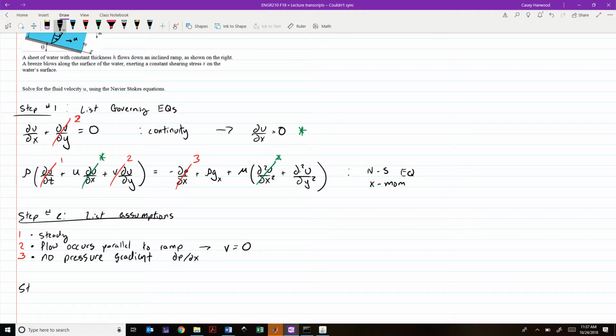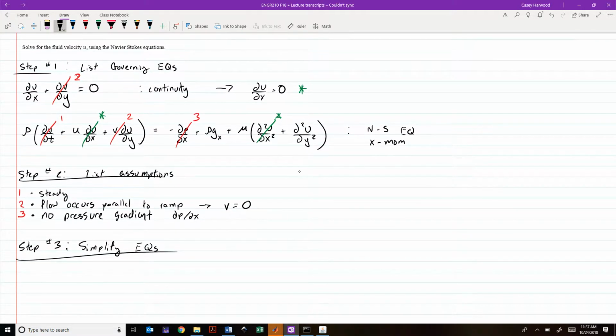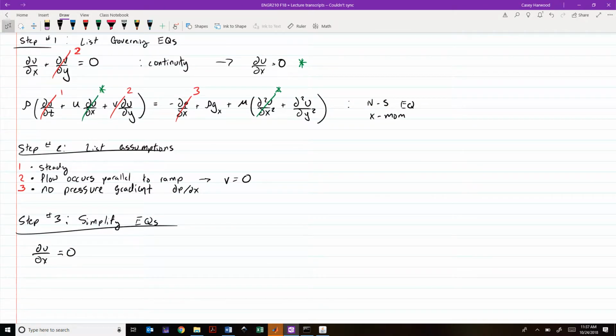So we've already kind of executed step 3 there, which is simplify equations. But what we essentially get is du dx equal to 0. Let me rewrite that a little better. du dx is equal to 0, and rho g x plus mu d squared u dy squared is equal to 0.